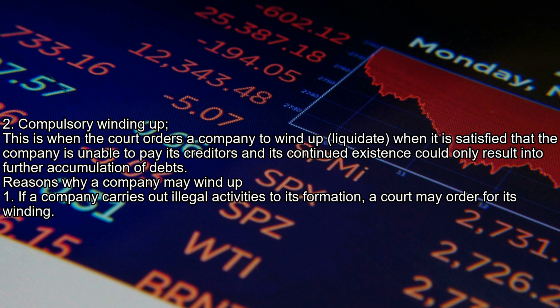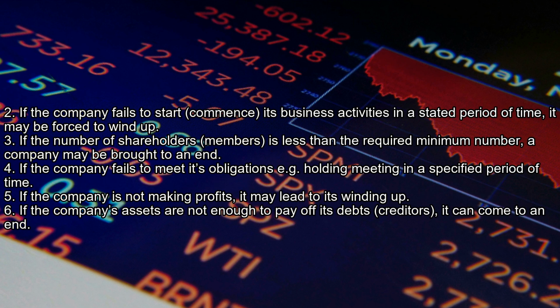Reasons why a company may wind up. 1. If a company carries out illegal activities related to its formation, a court may order its winding up. 2. If the company fails to commence its business activities in a stated period of time, it may be forced to wind up. 3. If the number of shareholders or members is less than the required minimum number, a company may be brought to an end. 4. If the company fails to meet its obligations, e.g., holding meetings in a specified period of time. 5. If the company is not making profits, it may lead to its winding up. 6. If the company's assets are not enough to pay off its debts to creditors, it can come to an end.